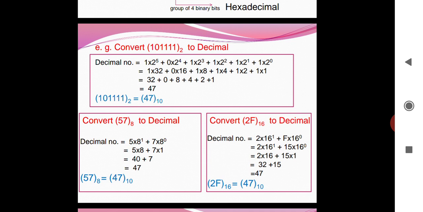So here we learned how to convert decimal numbers into other number systems like binary, octal, hexadecimal, and also we learned vice versa, that is, if a number is given in another number system such as binary, octal or hexadecimal, how to convert these numbers into decimal numbers.